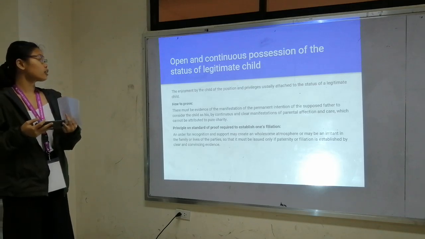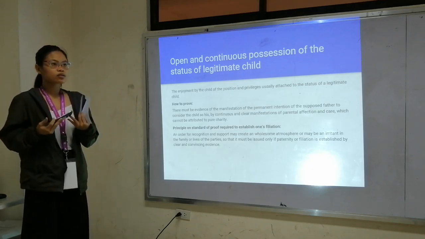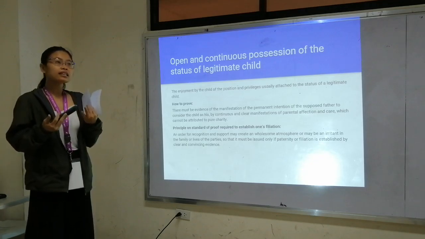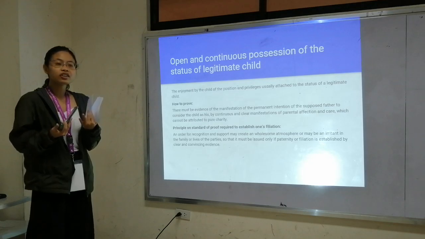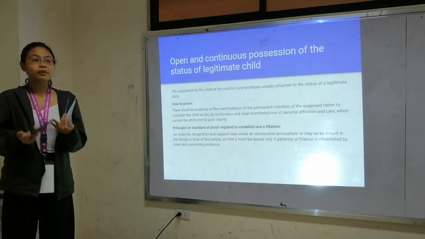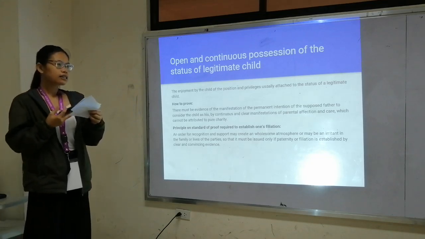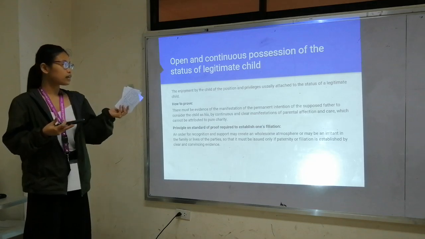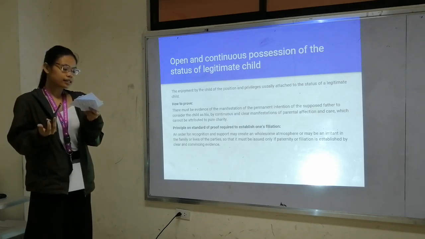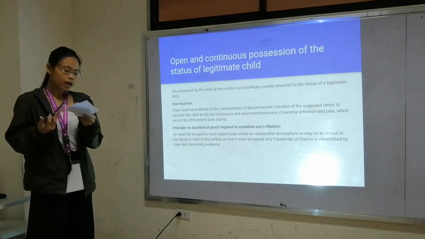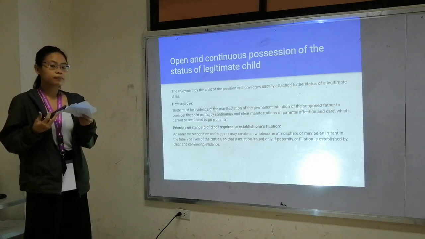To continue with the proof of filiation, the third one is the open and continuous possession of the status of a legitimate child, meaning the status or privileges enjoyed also by the legitimate child, the children of the parents, the one recorded in the birth certificate. With the open and continuous possession of the status of legitimate child, the following acts will be enjoyed also by the questioned child, such as the bearing of the paternal surname. Second is the treatment by the parents and family of the child as legitimate. Third is the constant attendance to the child's support and education. And last is giving the child the reputation of being the child of his parents.